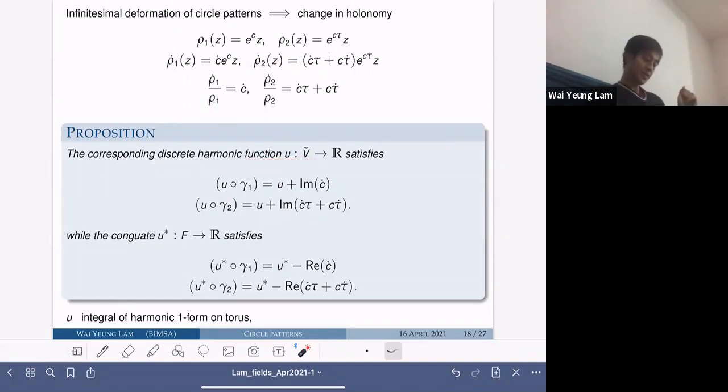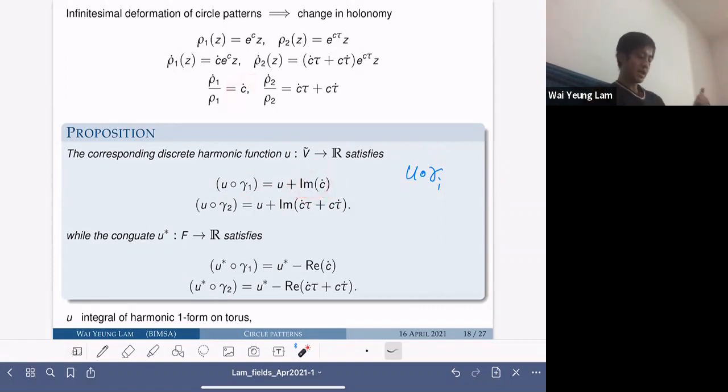Originally you have a harmonic function U, and because I know that the cotangent weights are invariant under Möbius transformation, if I look at this one, it is again a harmonic function. So if I take a harmonic function U and precompose with a Möbius transformation, it is again a harmonic function. Now you ask how this one is related to the original one. It turns out they differ by a constant, and this constant is the imaginary part of C dot.